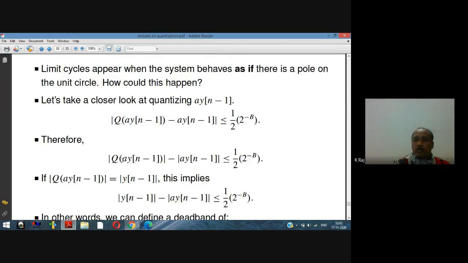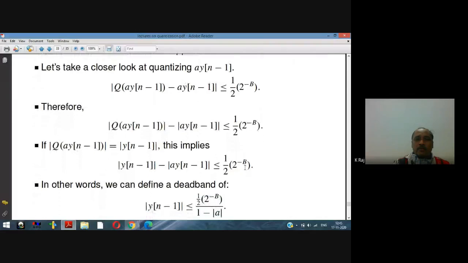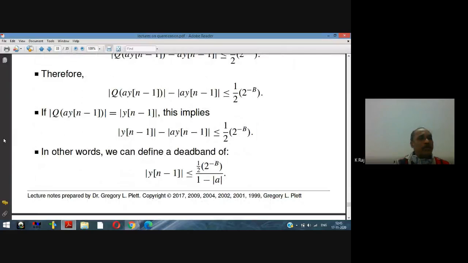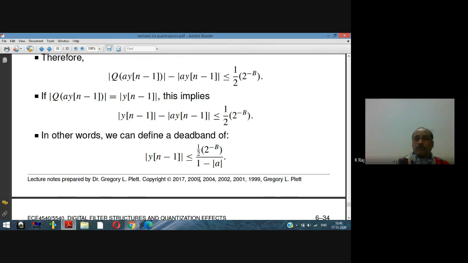This may be represented in this manner: the mod of the individual terms, the first one quantized value and the second one the normal value, and the difference will be less than or equal to 1 by 2 to the power minus b. And finally, if the quantized value of a y(n-1) equals y(n-1), then the mod of y(n-1) will become 1 by 2 to the power minus b upon 1 minus mod of a.